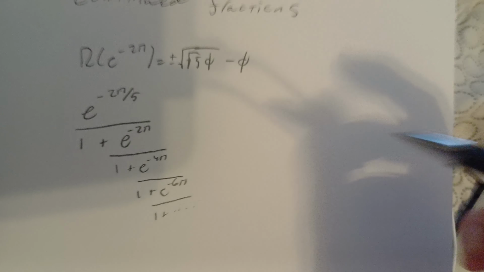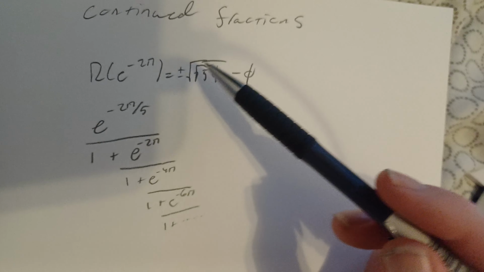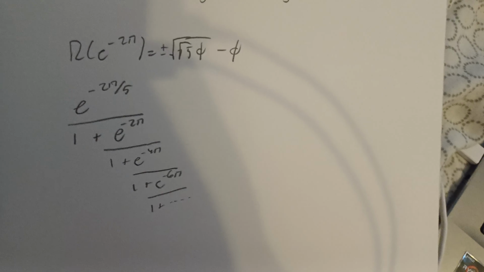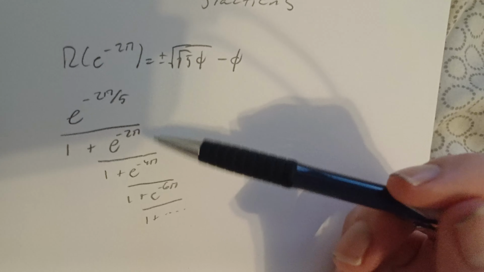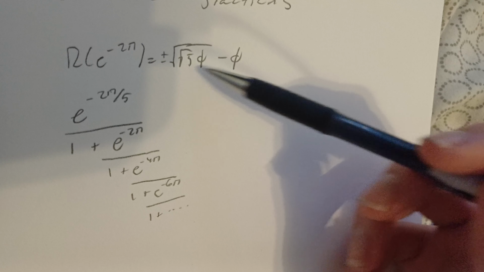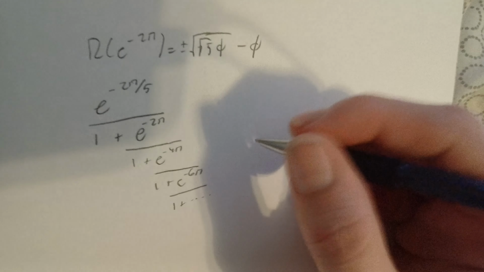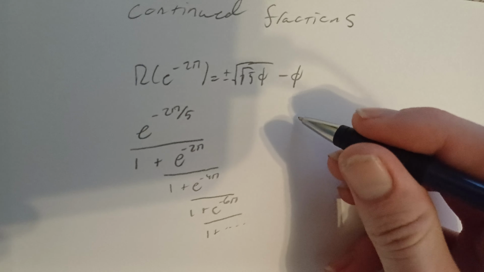And we're going to calculate the continued fraction for the Rogers-Ramanujan continued fraction, and for the value of e to the minus 2 pi. And we will get this result, hopefully. Now, if we start, we can use an identity that is quite well known.